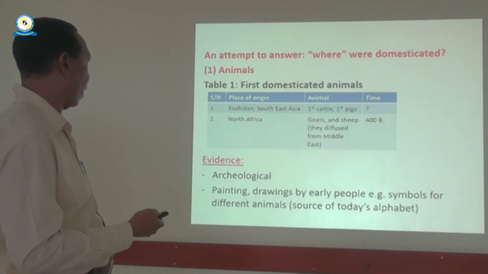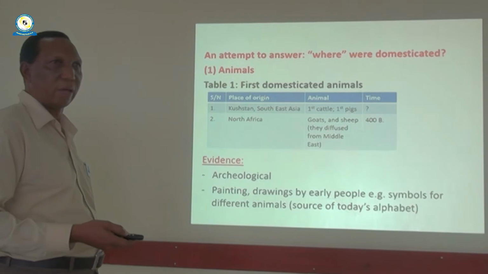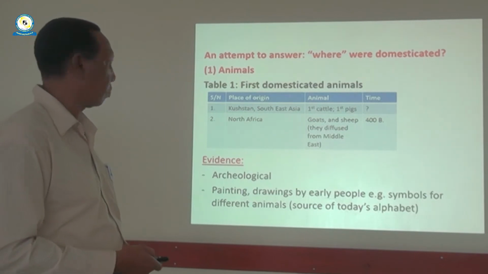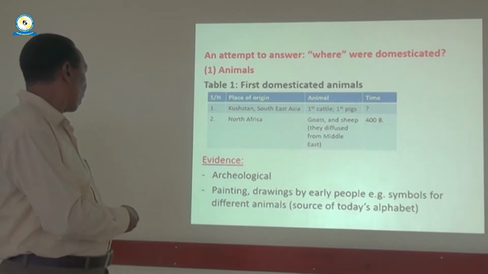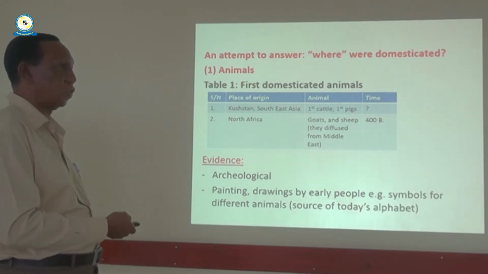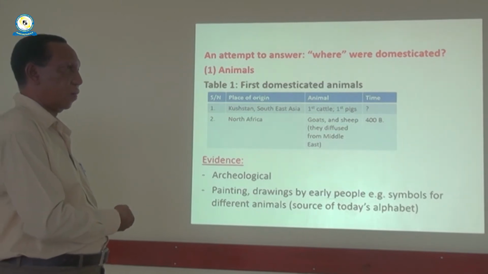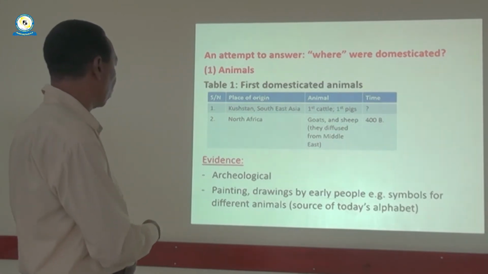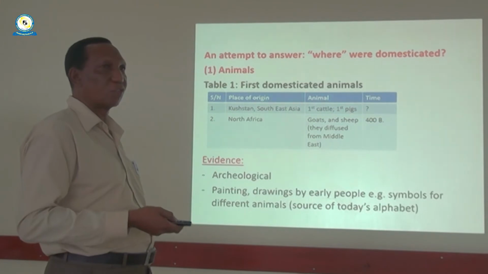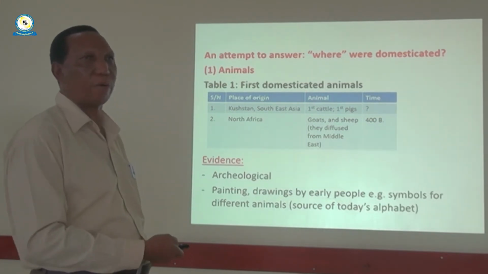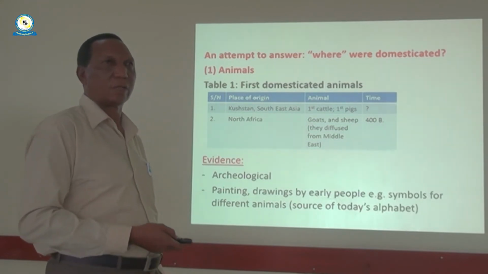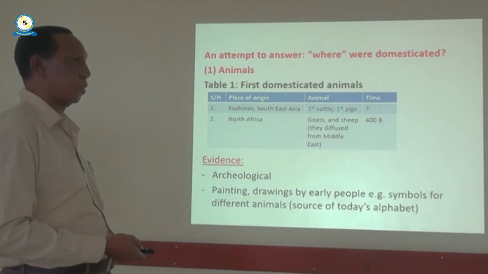Why were Africa and other continents like Australia not yet regarded as cradles for domestication of animals and plants? Now, what evidence do we normally have which substantiates this kind of observation? Paintings, drawings by early people, symbols for different animals, and so forth. Some of these symbols were developed gradually into the alphabetical letters that we have today. So some were developed from such symbols.